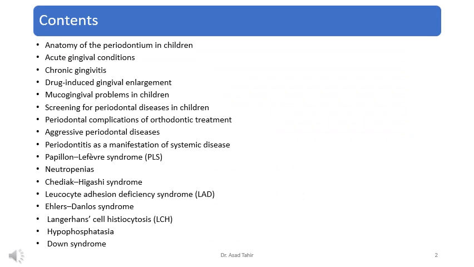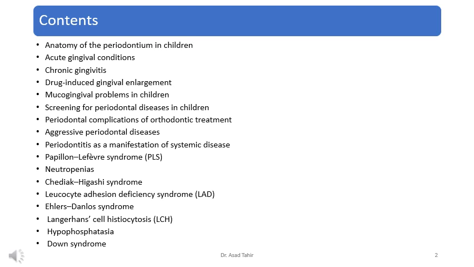Periodontal diseases in children present distinct challenges for dental practitioners. This lecture addresses key topics such as the anatomy of the periodontium in children, acute gingival conditions, drug-induced gingival enlargement, mucogingival problems, screening methods for periodontal diseases, periodontal complications of orthodontic treatment, aggressive periodontal diseases, periodontitis as a manifestation of systemic disease, and Papillon-Lefevre syndrome, PLS.